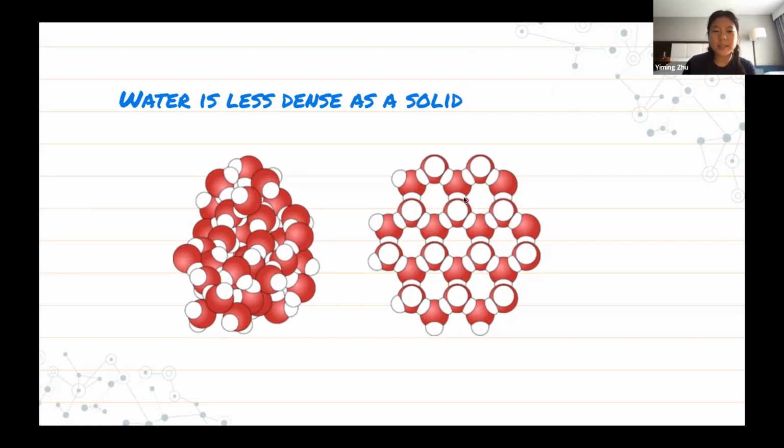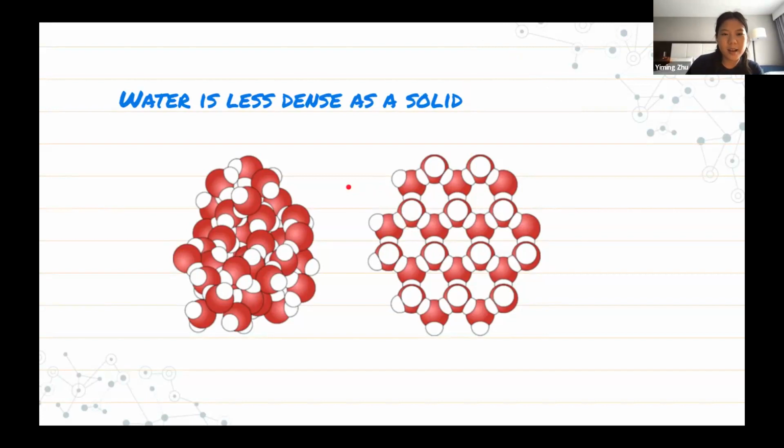Okay, so this is very important to biology. For example, you have a pond and it freezes over. If the ice sunk to the bottom, it would crush all the fish and then there would be no more fish. So everybody would be very sad.